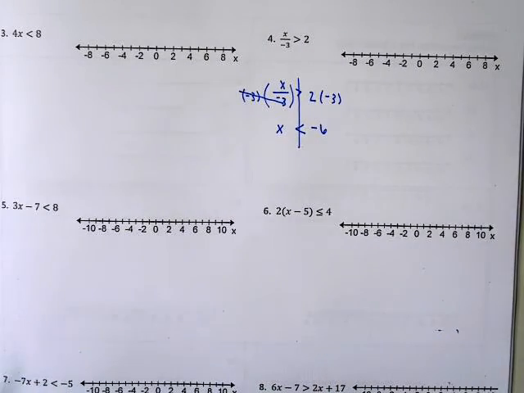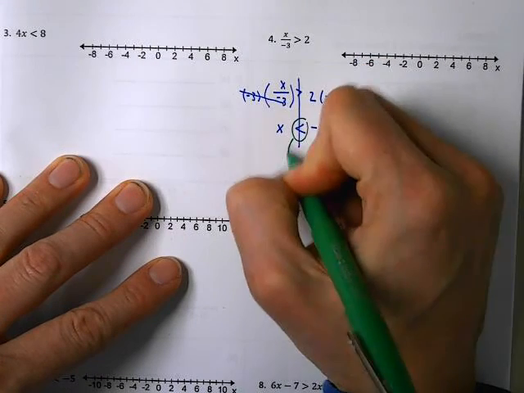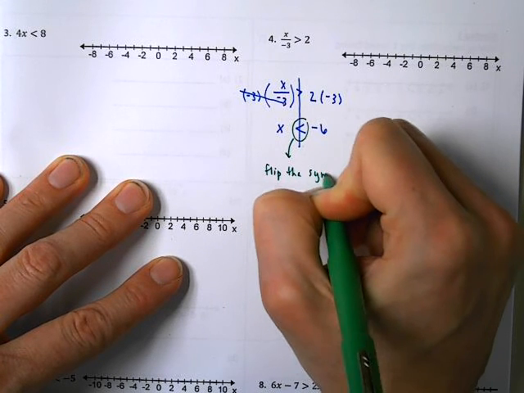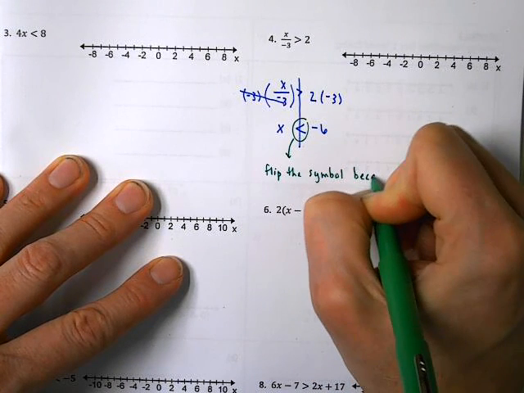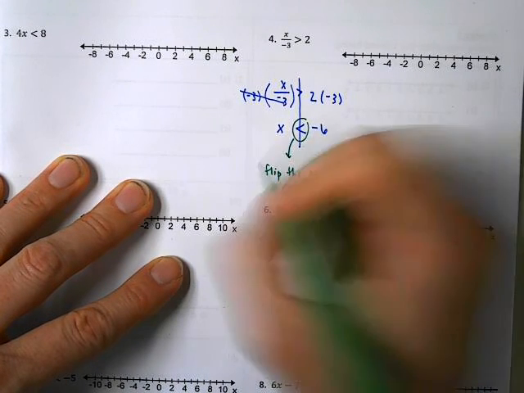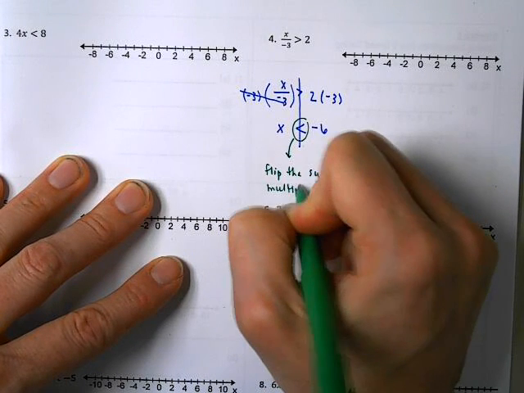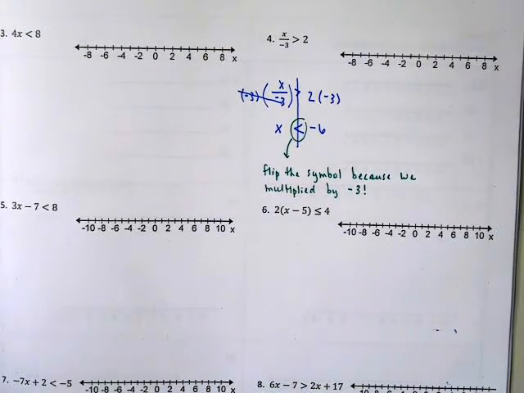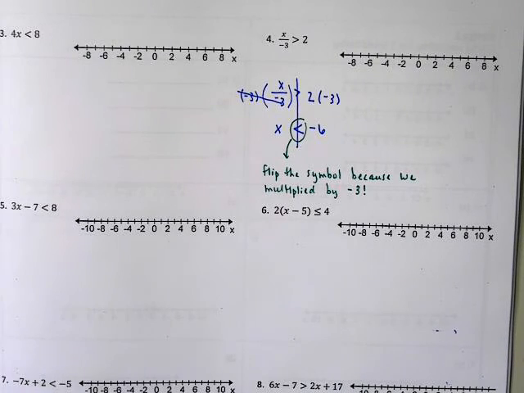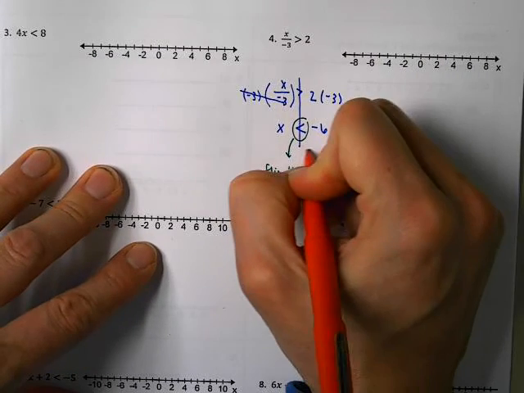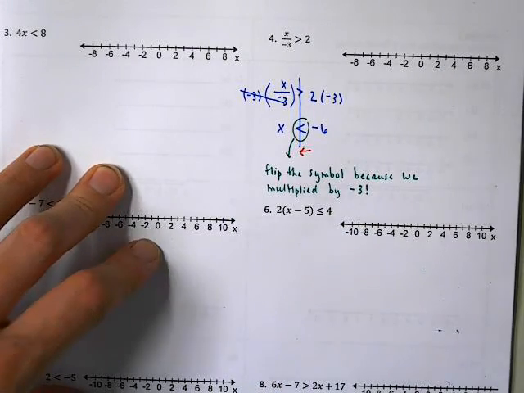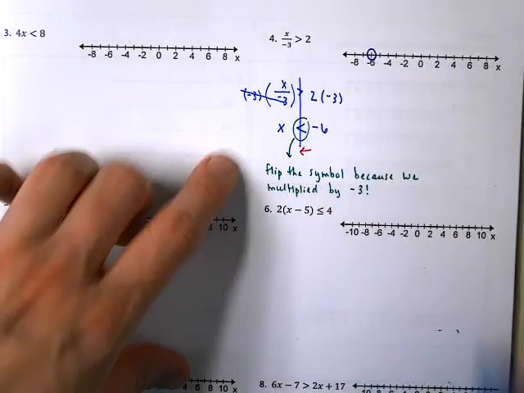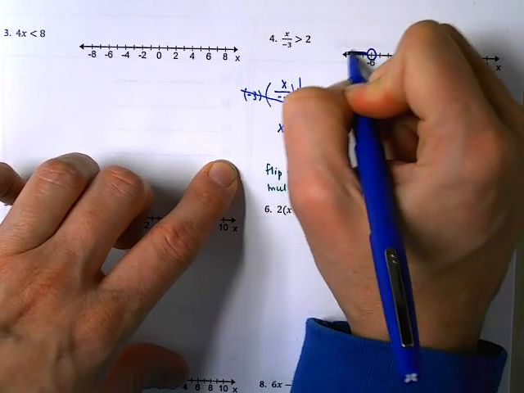So I just want to make a note here that we had to flip the symbol because we multiplied by -3. All right, so now this one works out. My x is already on the left side, so my arrow is telling me to shade to the left. I'm at -6, and since I'm just less than, I'm going to have an open circle, and I'm going to shade to the left.